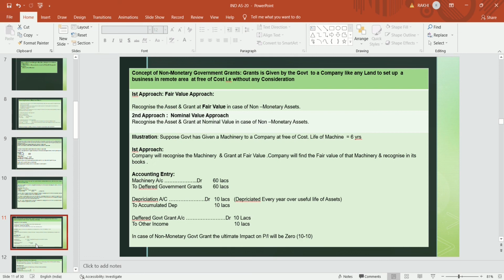Then charge depreciation accordingly over the useful life of the asset. The useful life of the asset is 6 years. So 60 divided by 6, that is depreciation to accumulated depreciation, charged to P&L, and deferred grant. Whatever the grant is, it is to be charged over a period of 6 years, account debit to other income. In case of a non-monetary government grant, the ultimate impact on P&L will be 0. That is 10 minus 10 equals 0.